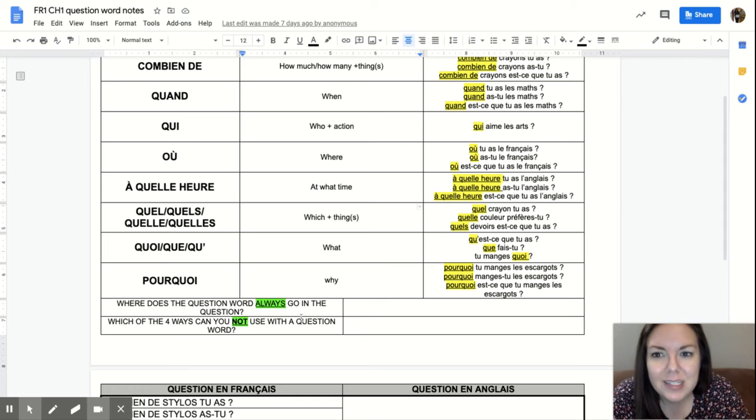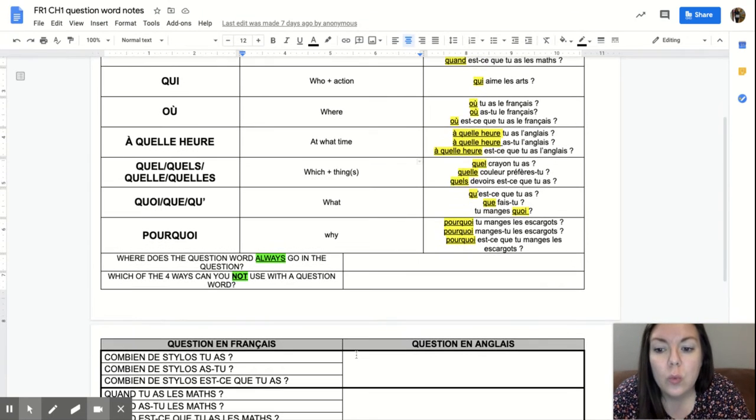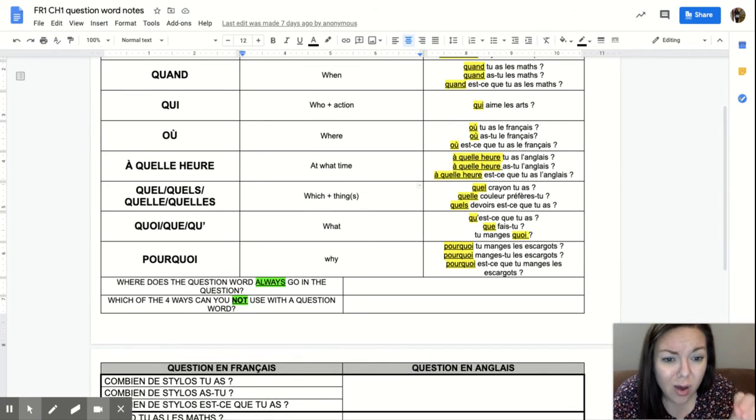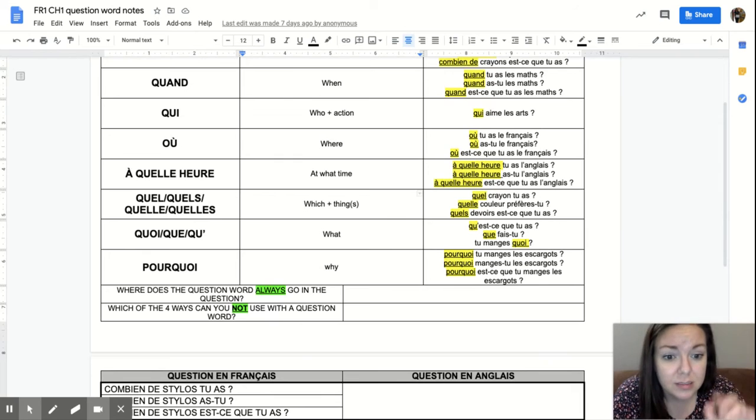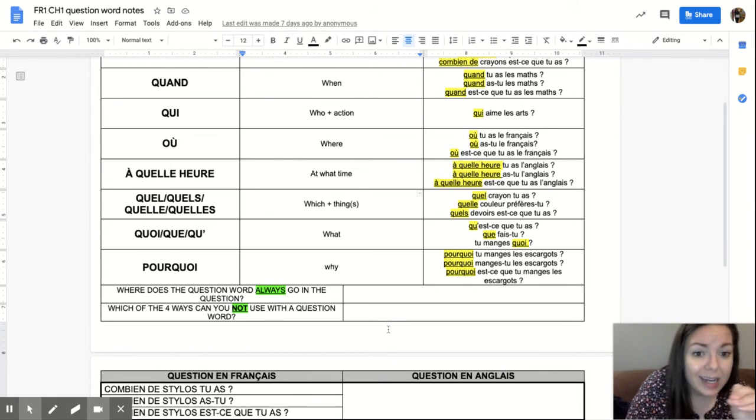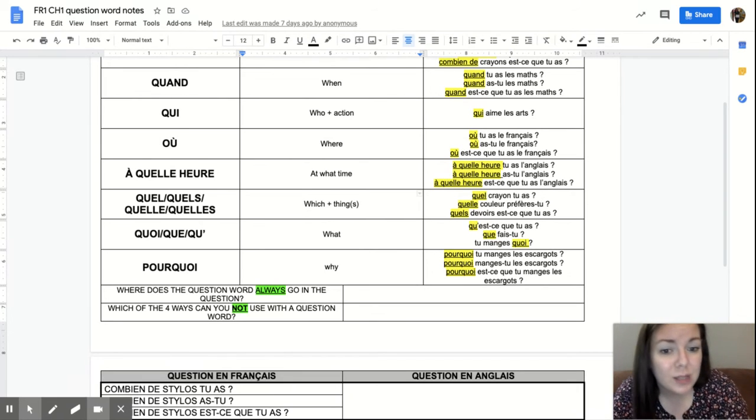Okay, so let's practice with these questions right here. So where does the question word always go in the question? Just looking at your examples, where is that highlighted word always found? In the front. So type in the front. First, which of the 4 ways do you not use with the question word? I told you this at the beginning. We have examples with inversion, inflection, and est que. We do not have examples with n'est-ce pas. You cannot use n'est-ce pas if you're using a question word.